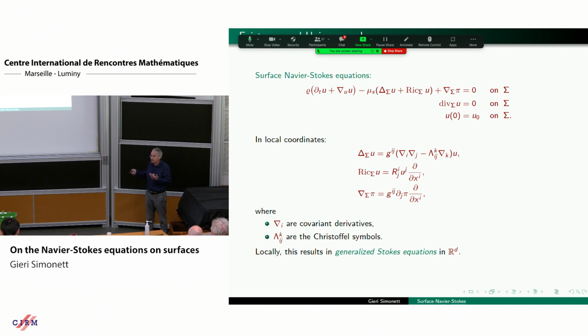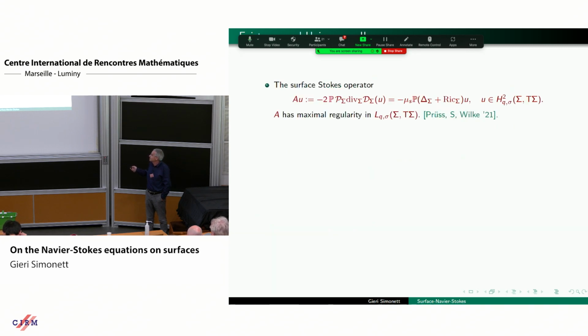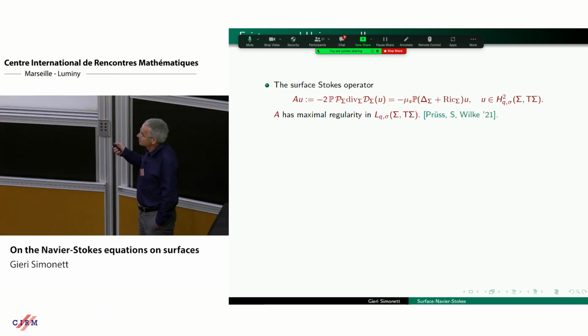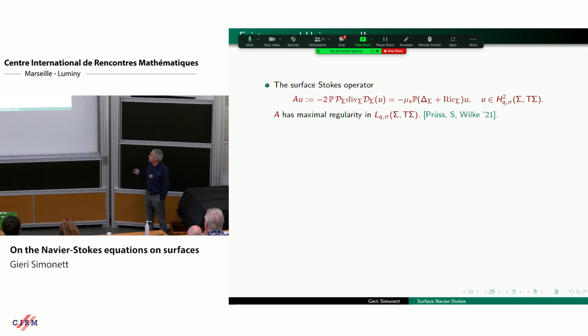But you can do that and study things in three-dimensional or d-dimensional space and do your best to solve it, and then you transport it back and patch it together, and then you will have results on the surface. So one result that we proved, and this is still work with Jan Prüss and Matthias Wilke, who is also here, is the following. You can look at what you would usually do: the Stokes operator. You want to establish that there is a Helmholtz projection on compact surfaces.